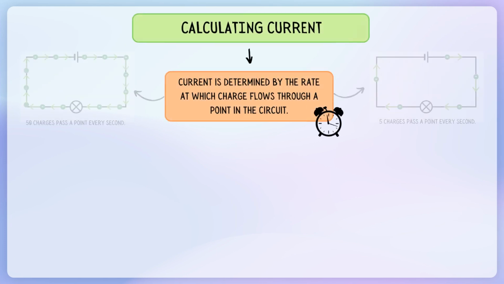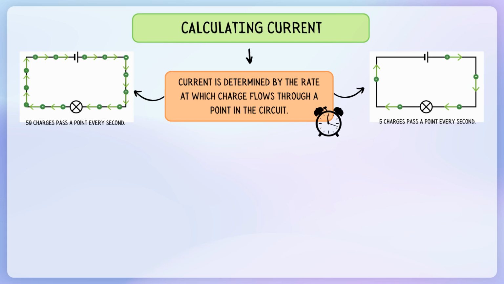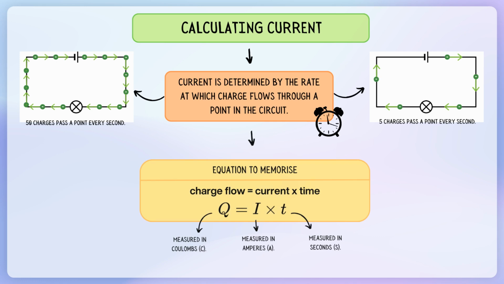In today's lesson, we delve deeper into the concept of electric current and how it relates to the flow of charge in a circuit. We learned that current is determined by the rate at which charge flows through a point in the circuit, described by the formula current equals charge divided by time. Through practical examples, we calculated current and charge in various scenarios, reinforcing how these quantities are interconnected. This understanding of current as the flow of electrons lays the groundwork for deeper insights into electrical circuits and their behavior.